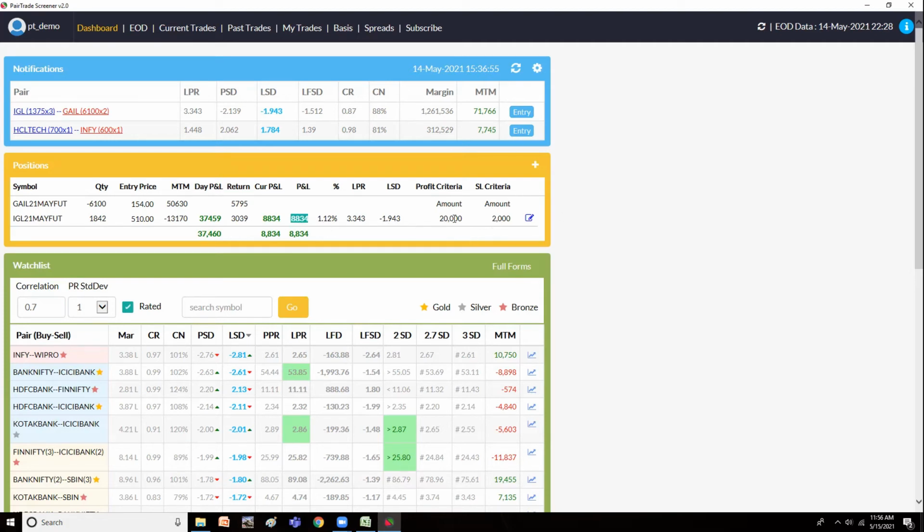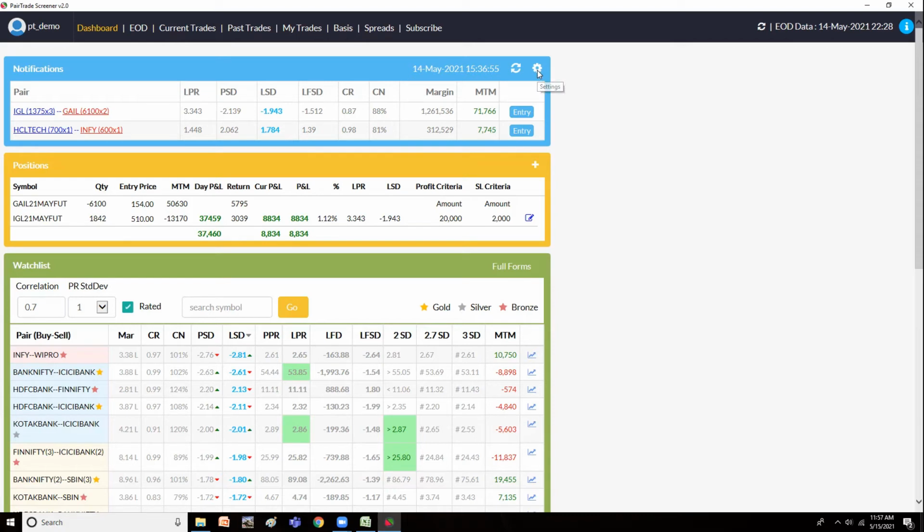If it goes beyond 20,000, then it will turn into a green color, and you will get a notification at the top in a pink color box. You will get that, okay, your target has hit at so and so prices, when GAIL was at so and so price and IGL was at so and so price, your target crossed this 20,000 mark. If it goes below 2,000, it will display that stop loss has hit. Now, based on this, you could exit your trade in your terminal.